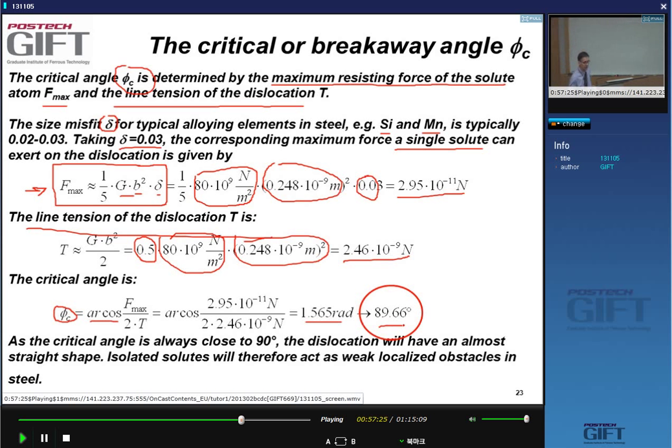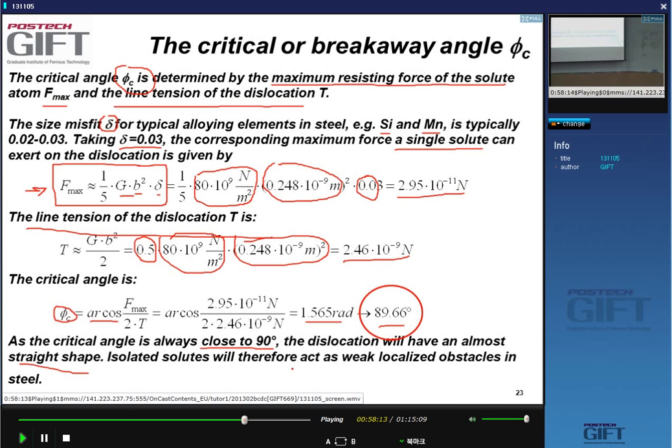That means that your dislocations will be interacting with a manganese or a silicon atom, they will bend out a little bit, and then they'll quickly be released by the obstacle. So it's what we call a weak interaction. You will usually find this very close to 90 degrees, so the dislocation will have a relatively straight shape in the crystal. And so we have weak obstacles, in the sense that you don't have these very large cusps being formed.